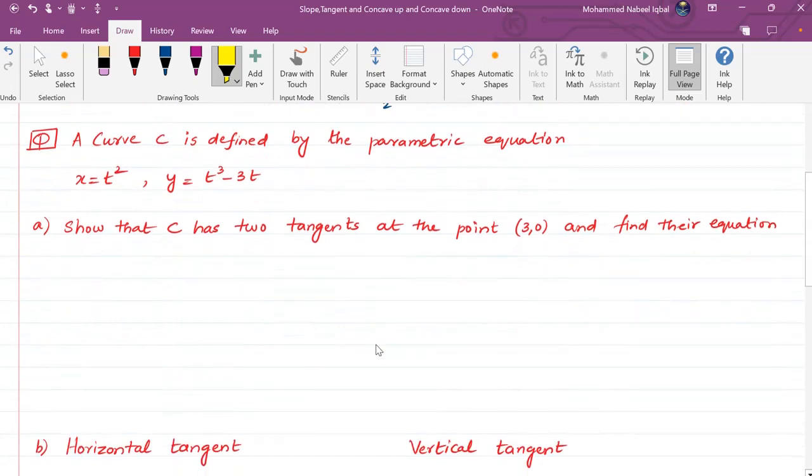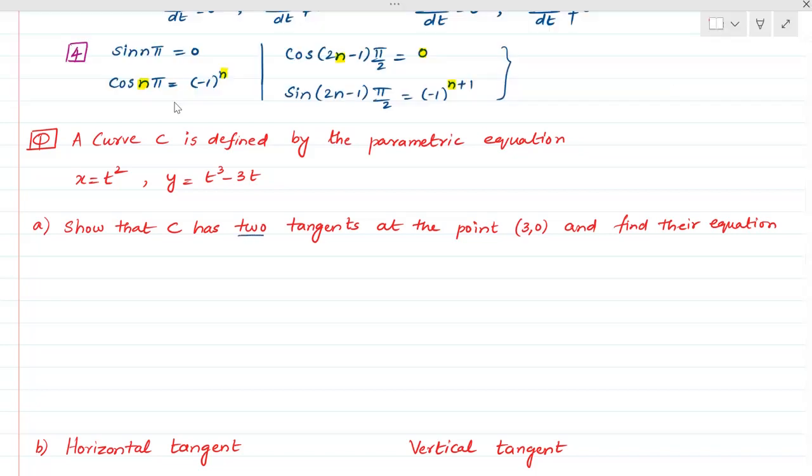A curve C is defined by the parametric equations x equals t squared, y equals t cubed minus 3t, and we will solve the problem. We have to show that C has two tangents at a given point and find their equations. First of all, I have to find the t value. For that, I have to use the given point. The x value is 3 and the y value is 0.